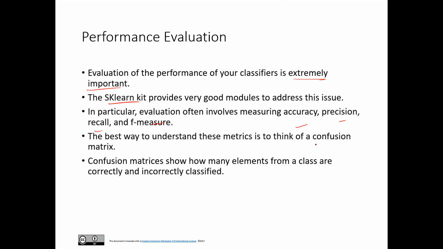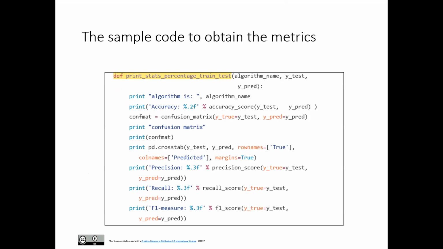And the best way to understand these is to think of the confusion matrix, which is what we've discussed in the slides, which I've already described what the confusion matrix does. And then here's the code, okay? So this function you can literally just copy paste into your code going forward. So I suggest you do that.